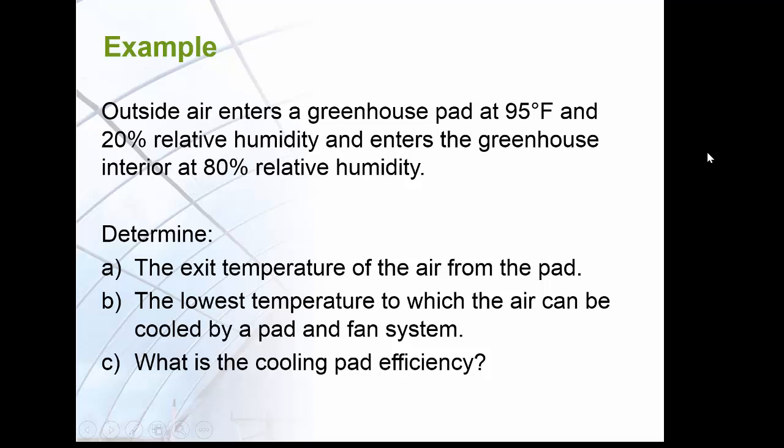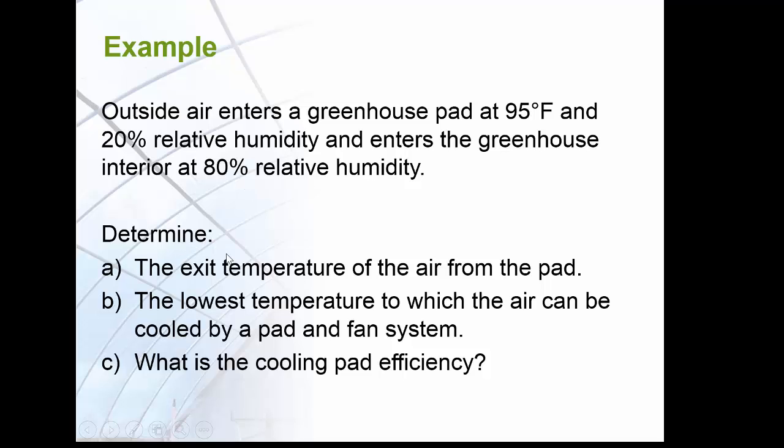Here's an example of such a process for evaporative cooling. We have outside air entering a greenhouse pad or wet wall at 95 degrees Fahrenheit and 20% relative humidity. That's very dry air with high temperatures. That air enters the greenhouse interior at 80% relative humidity. As you can see, the humidity is increased dramatically after the air passes through the wet pad.